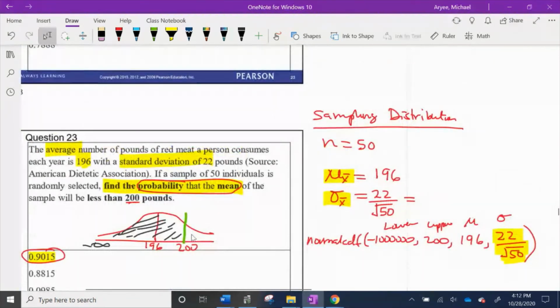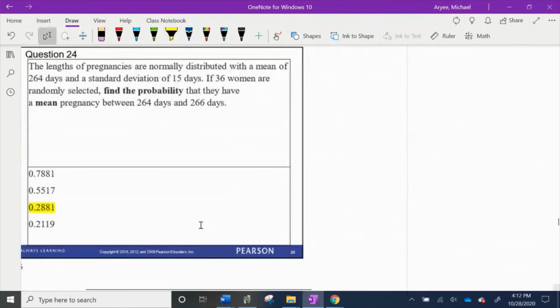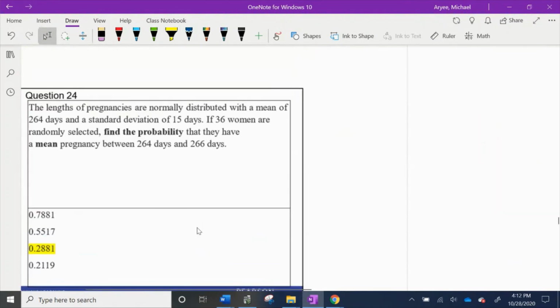Once again, if they give you a sample size and the probability of a mean, know for sure it is a sampling distribution. Okay, so let's see the next question. They're asking for a probability, talking about a mean, and they give you a sample size. So this is definitely a sampling distribution question.